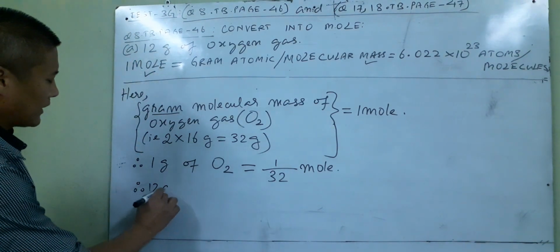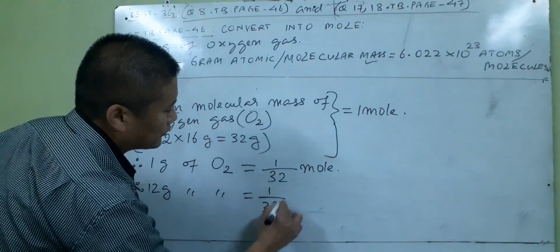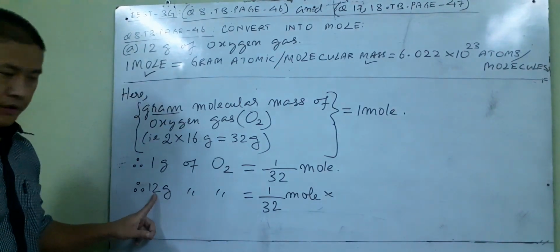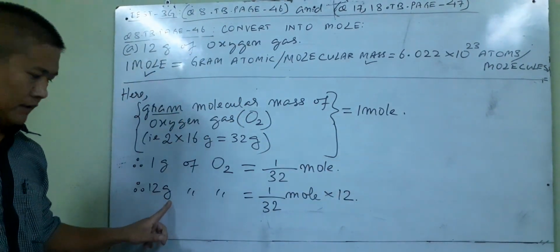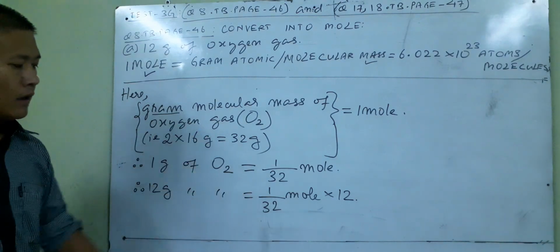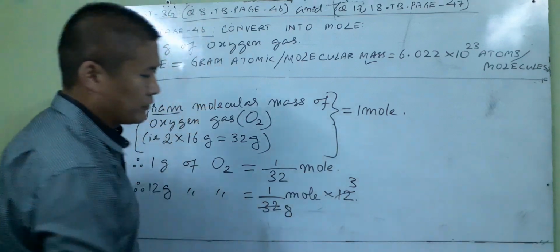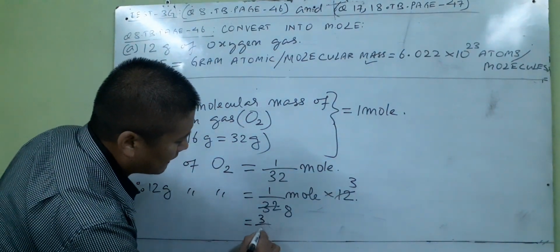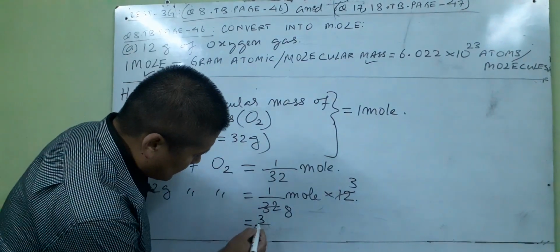So let us find out 12 gram of oxygen gas molecule will therefore be 1 by 32, this one we write the same mole. And then we multiply by this 12, like the mango method. But as we said, we shouldn't bring the unit gram on the left to the right. So here 4 3s are 12, then 4 8s are 32, right? Then we're getting here an answer of 3 by 8 mole. So that is your answer.